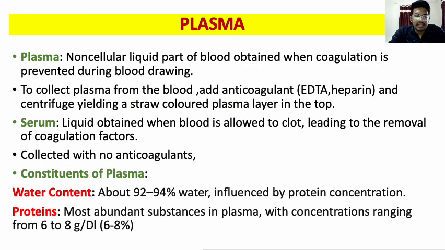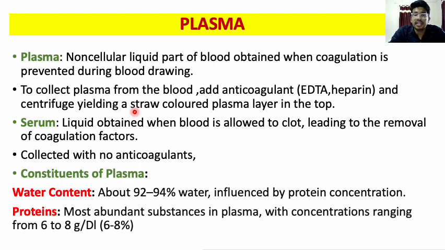Now we are entering almost the last portion of our discussion of blood: the plasma. The plasma is the non-cellular liquid part of the blood, obtained when coagulation is prevented during blood drawing. What is the difference between plasma and serum? In the case of plasma, we add an anticoagulant, for example EDTA or heparin, so that we retain the clotting factors, which are proteins. The clotting factors are seen in plasma.